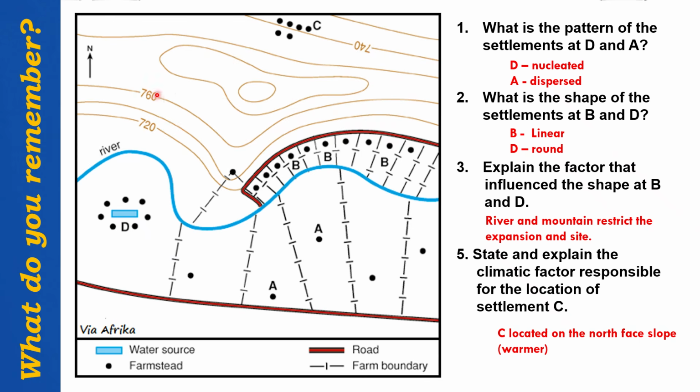Okay, we have 760 meters here, we have 740. So on this side, the contour heights are decreasing going northwards. That's how you know this side of the slope is north facing. On this side of the slope, the heights are decreasing southwards, which means this side of the slope is facing south, and it is cold. But on this side, the contour heights are decreasing going northwards, which means that this side is facing north. In the southern hemisphere, north-facing slopes are warmer.